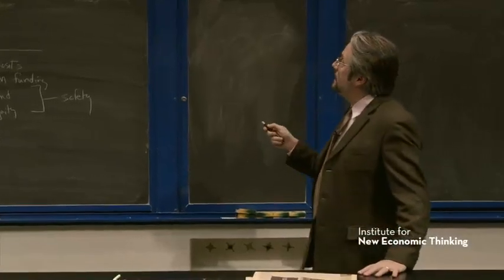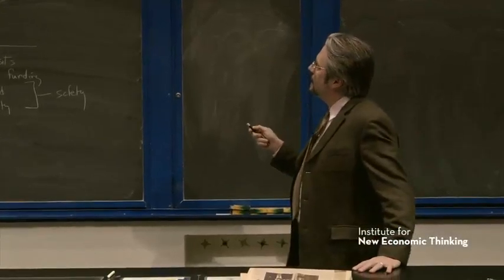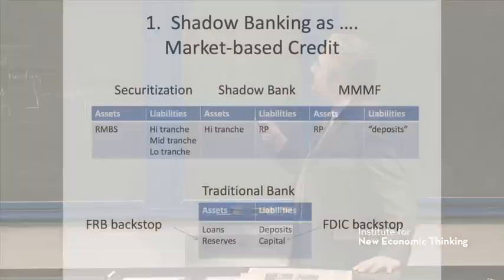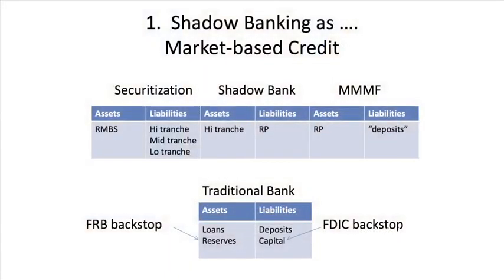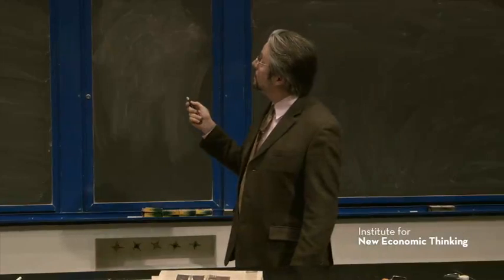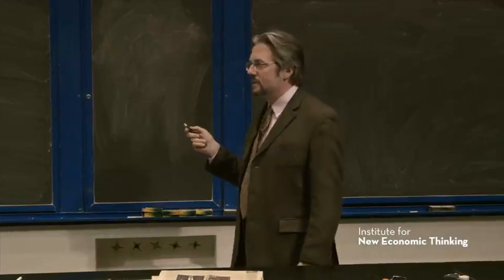And the high tranche is held by a shadow bank, and is used as collateral for money market funding. I'm showing their repurchase agreement funding, RP funding. And that repurchase agreement is bought by a money market mutual fund that is using it as an asset to fund deposits. I'm putting deposits in quotes there.